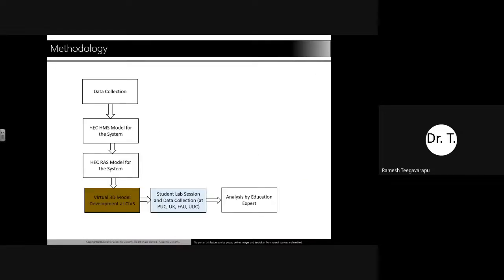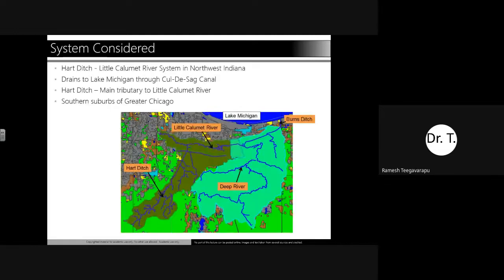So we started with the data collection. We got through the HEC-HMS model, and we got the discharges. Then we have a river stretch which we modeled using HEC-RAS. Then we took that data and developed it into a virtual 3D model, and then we went through different universities so that we can experiment with this tool and then have it evaluated by educational experts.